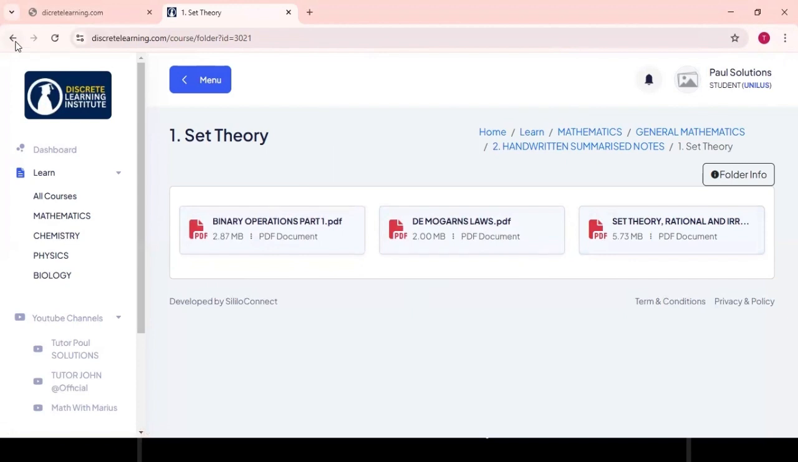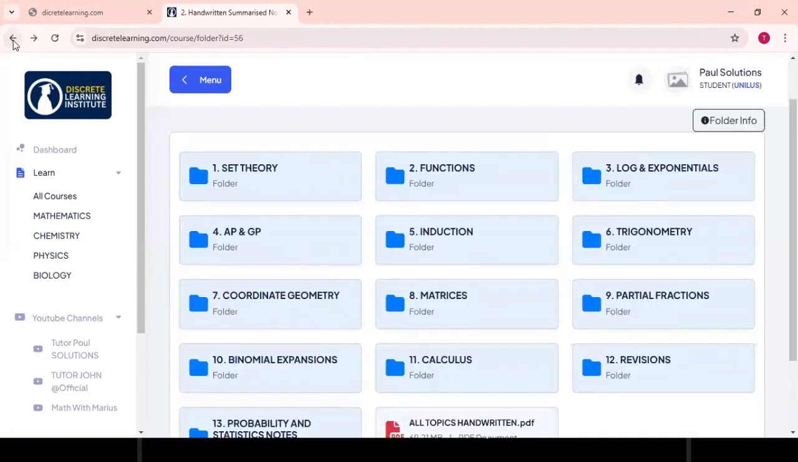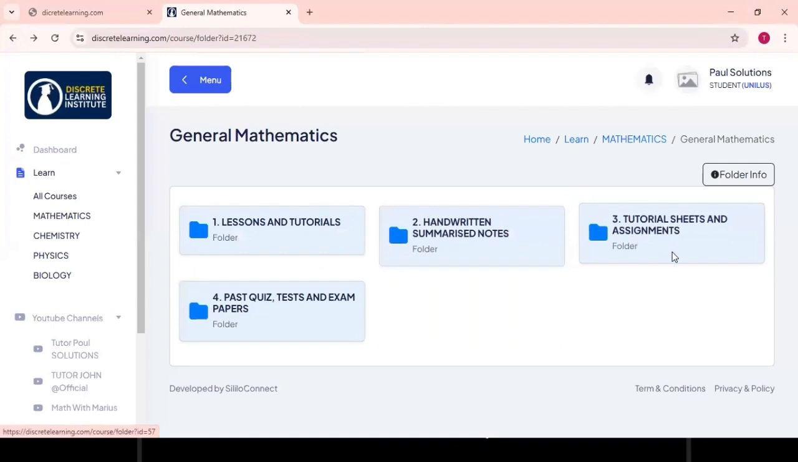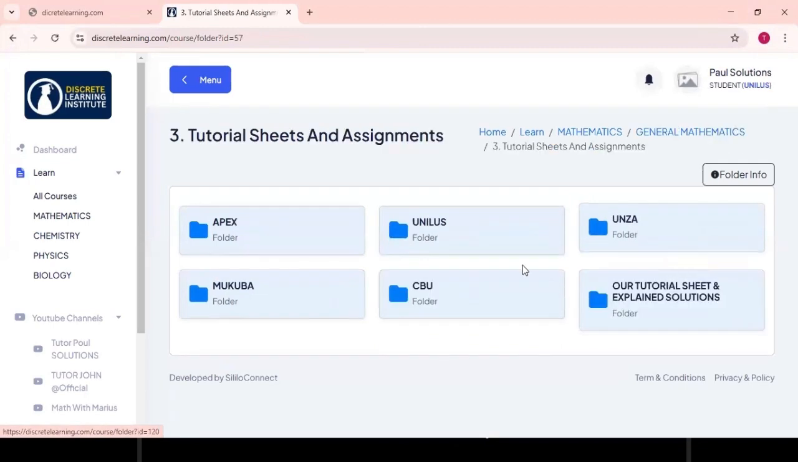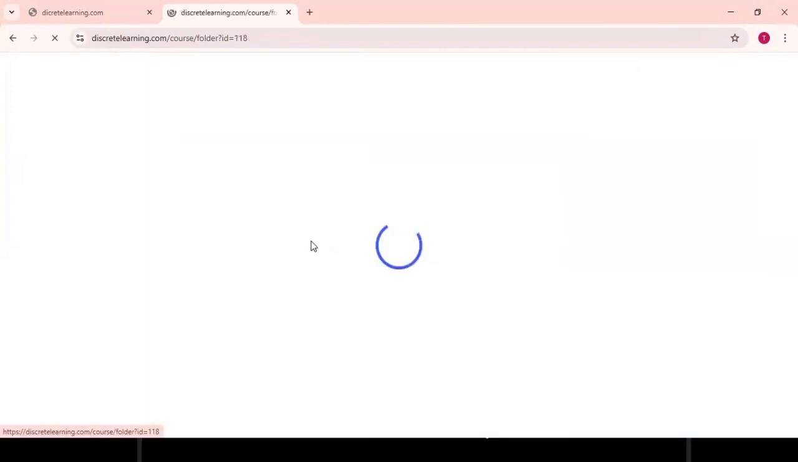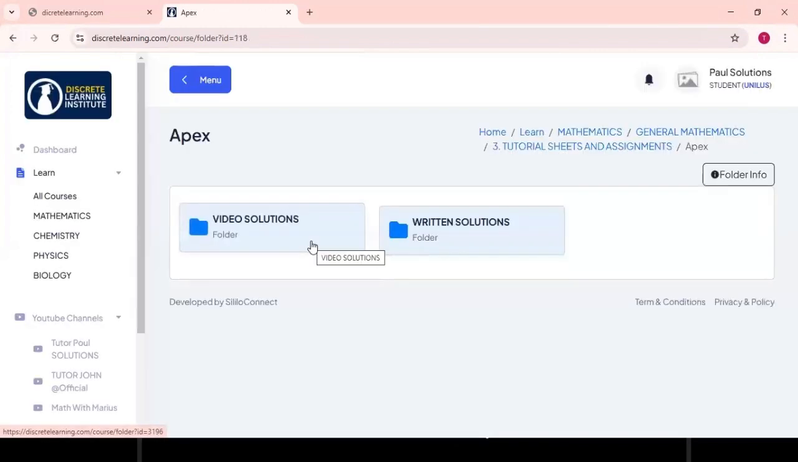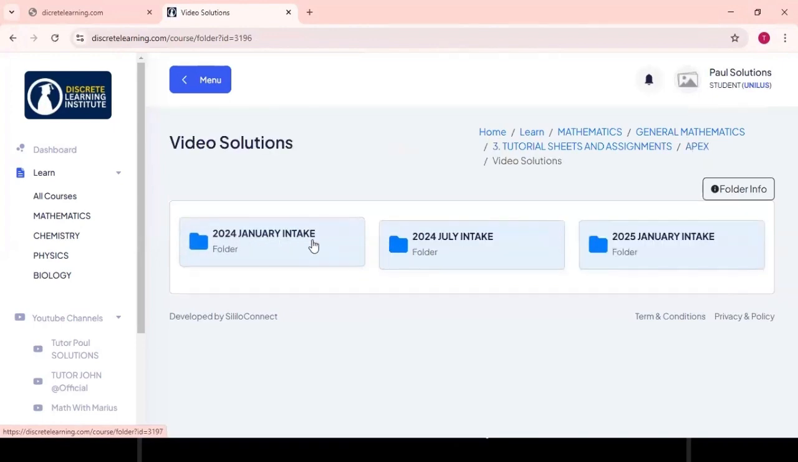So make sure you use them. All right, so those are the handwritten notes. And then when I go to the tutorial sheet and assignments here, I'm going to find different universities. Okay, so if you're from Apex, you go in the Apex folder, you open, you're going to find video and written solutions. So the video solutions, you open there, you're going to find, depending on your intake.